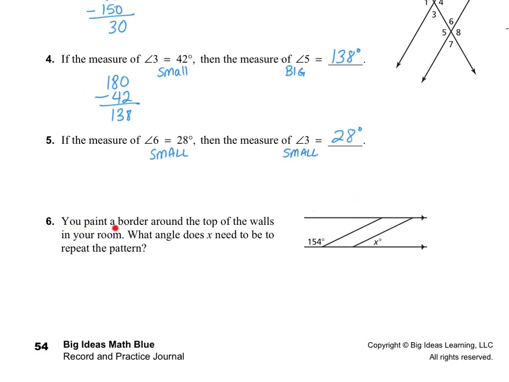Number 6, you paint a border around the top of the walls in your room. What angle does X need to be to repeat the pattern? So what am I given? Well, I'm given a big angle here. This big angle is 154. I need to find a small angle. So that means that I need to subtract it from 180. So 180 minus 154 is going to give me 26. So that means that X has to be 26 degrees.